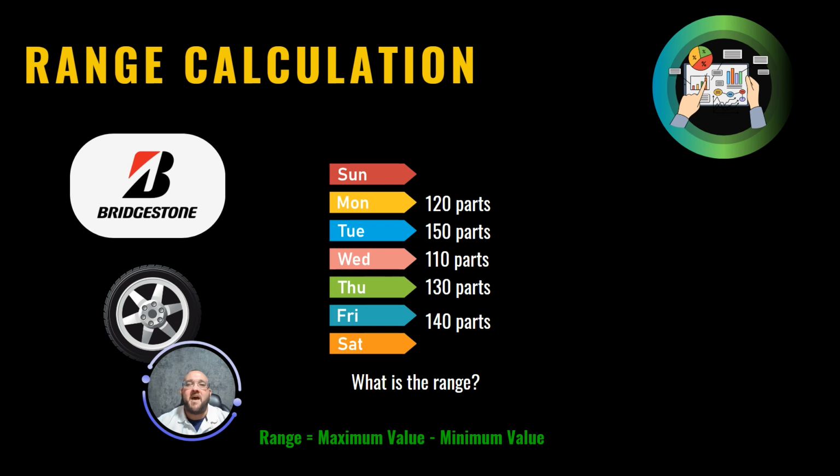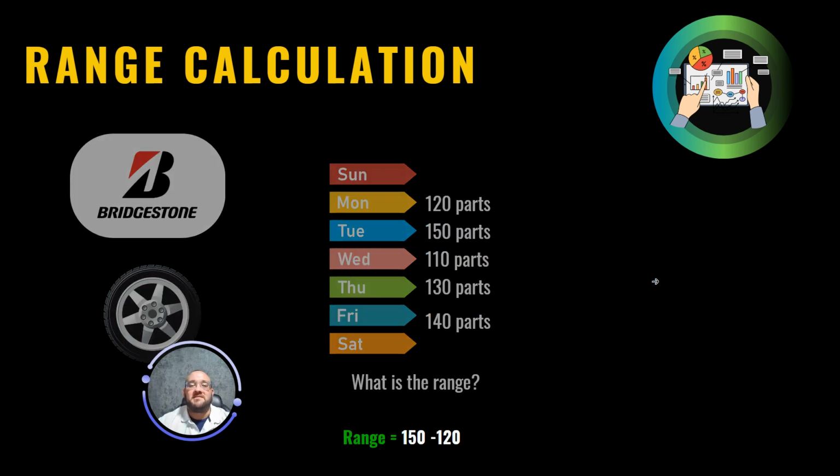So essentially, they have a production line that is set up through Monday through Friday. Saturday and Sunday, they are not in operation. And this is their part production per 8-hour shift. Essentially Monday's 120, Tuesday's 150, Wednesday's 110, Thursday's 130, and Friday's 140. What is the range of these values? Well, I'd set up the highest value and the lowest value.